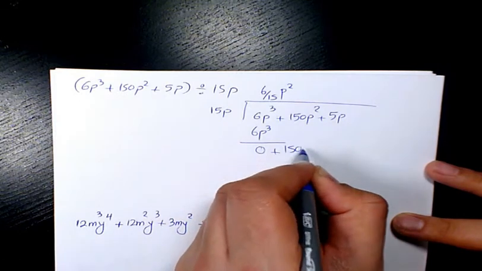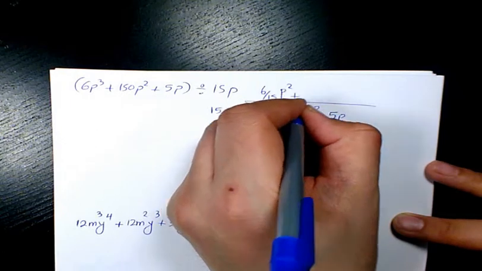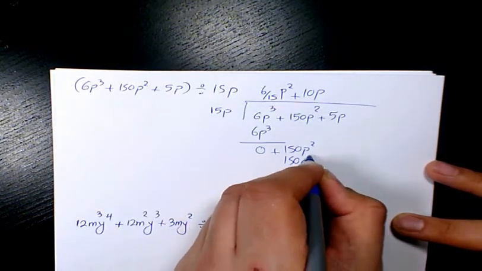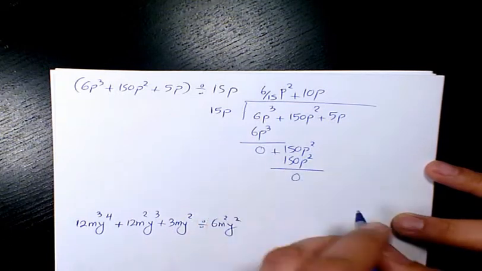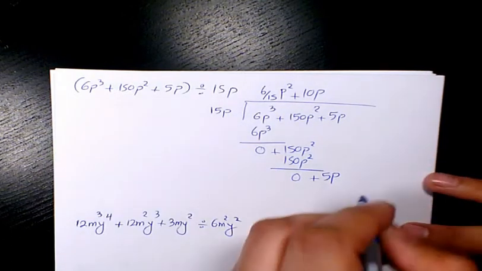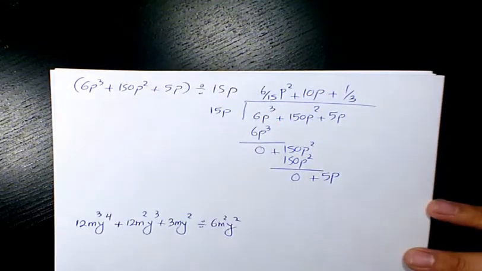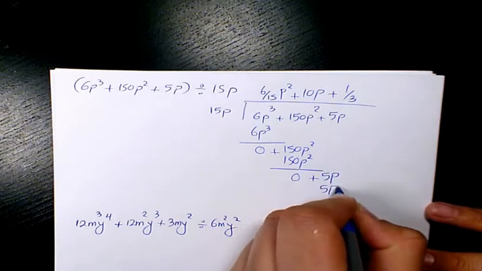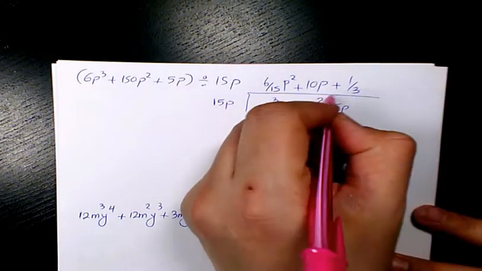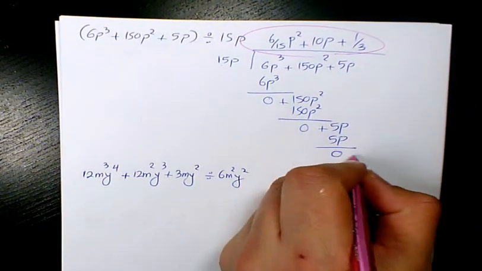Then you bring 150p squared down. Divided by this guy is going to be 10p. 10p times 15p is going to be 150p squared. It's going to be 0. Then you have 5p. 5p divided by 15p is going to be 1 over 3. 1 over 3 times 15p is going to be 5p. Minus 5p is going to be 0. So this one is going to be the answer to this question, and the remainder is going to be 0.